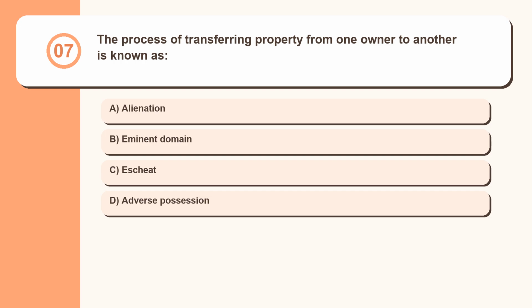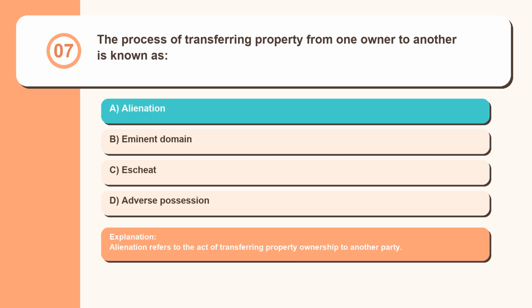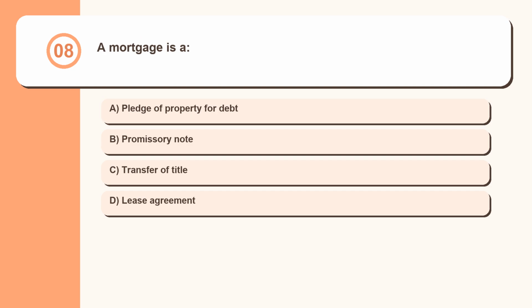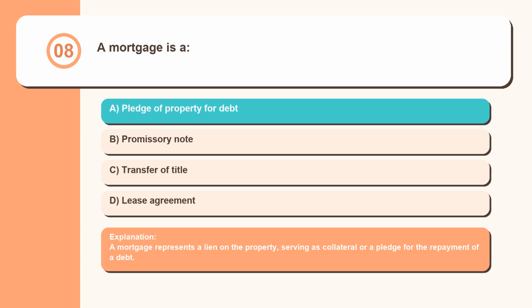Question 7. The process of transferring property from one owner to another is known as alienation, eminent domain, escheat, adverse possession. Alienation refers to the act of transferring property ownership to another party. Question 8. A mortgage is a pledge of property for debt, promissory note, transfer of title, lease agreement. A mortgage represents a lien on the property, serving as collateral or a pledge for the repayment of a debt.